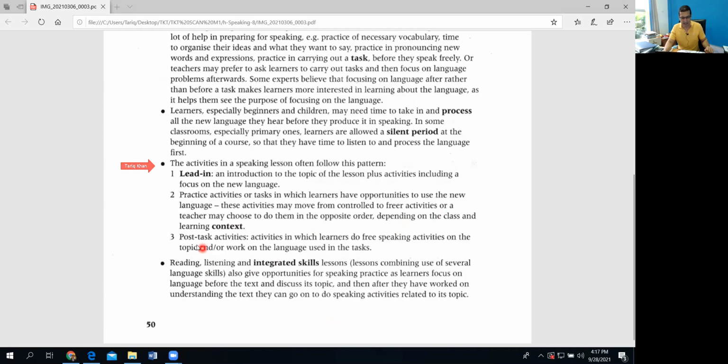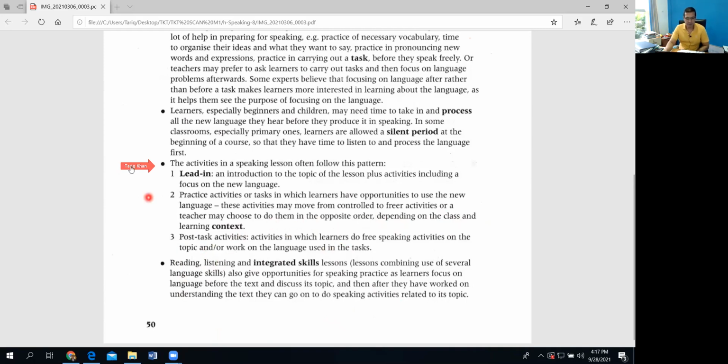Right, depending on the class and the learning context. So, control practice and freer activities. Sometimes they do control practice first and freer activities after that. And if there are adults, in the classes of adults, they may do the freer activity first and the control practice later on. It depends, that's what they are saying, depending on the class and the learning context to change the order.